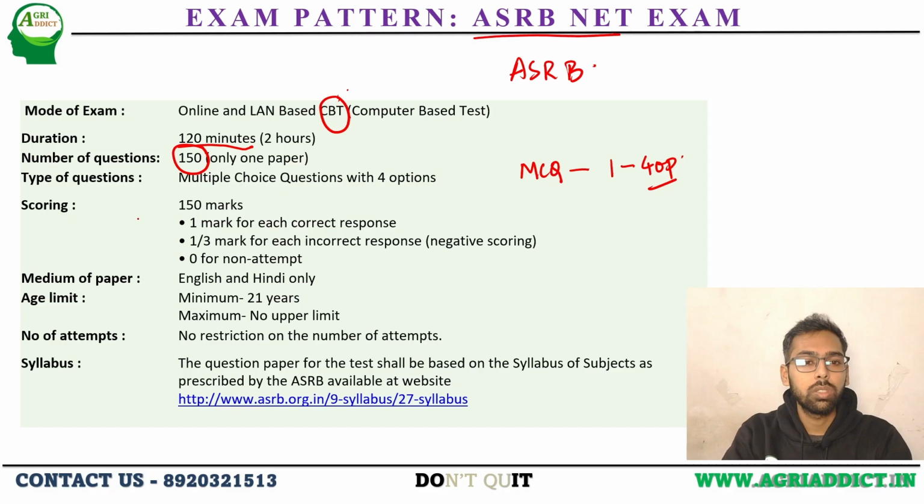Coming to the scoring, for each correct answer you will be awarded 1 mark, for each incorrect answer 1/3 of a mark is deducted, and there are no marks if you don't attempt the question. Regarding the medium of the paper, it is given either in English or Hindi based upon your option. Coming to the age limit, the minimum age limit to attempt the ASRB NET examination is 21 years, and there is no upper limit.